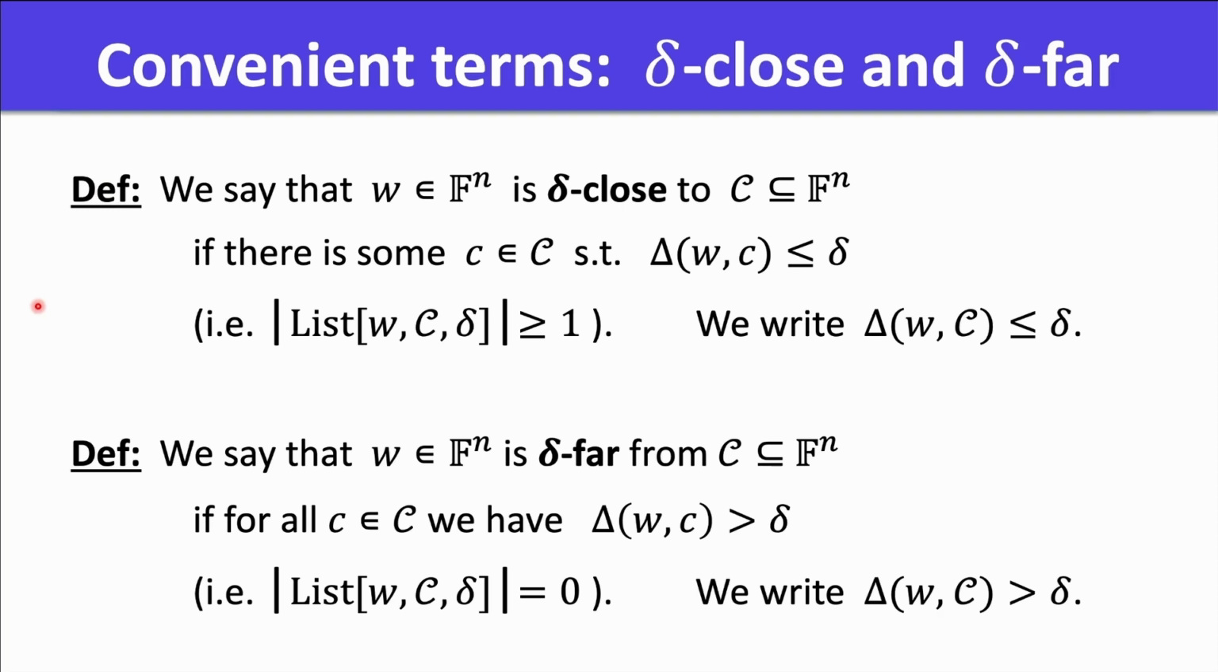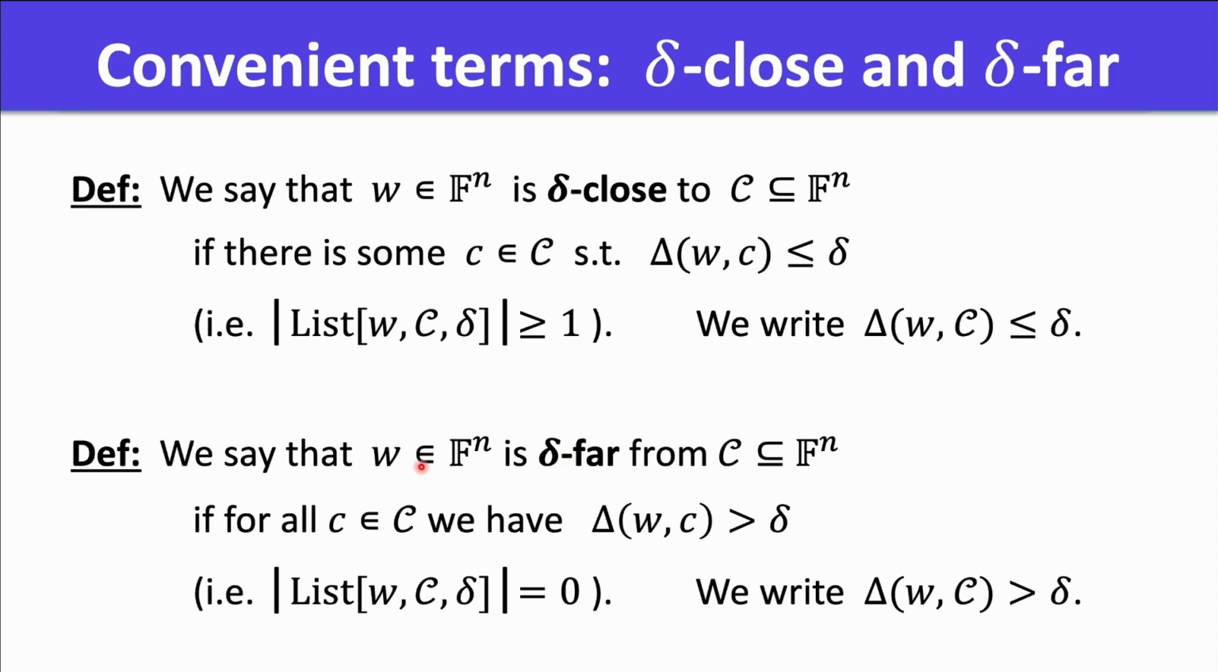Now, there are a couple of convenient terms that we'll use throughout the lecture, so let me quickly define what those are. For a word w in F^n, we'll say that w is delta close to the code if there is some code word in the code that happens to be within distance delta of w. And we'll write that the distance between w and the code is at most delta. Again, this means that there is some code word whose distance from w is at most delta.